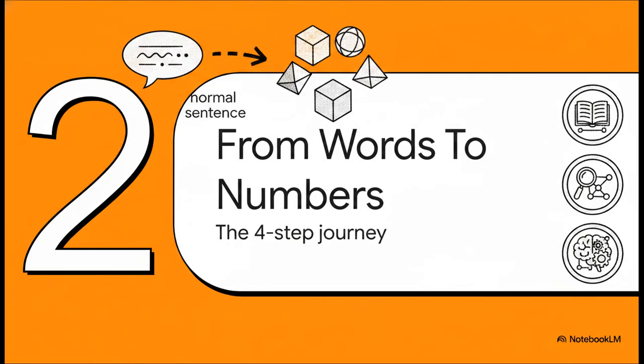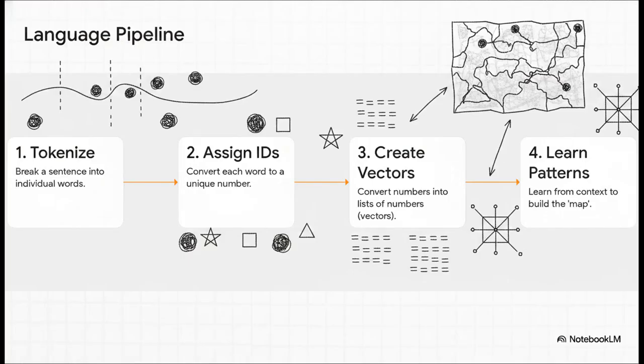Okay, so how does the computer actually build this map in the first place? Well, it happens in this kind of four-step journey that takes any sentence you can imagine and turns it into pure, simple numbers. Here's the whole assembly line. First step, tokenization. You just break a sentence into its individual words. Easy enough. Step 2, assign IDs. Every unique word gets its own special number, like a serial number.